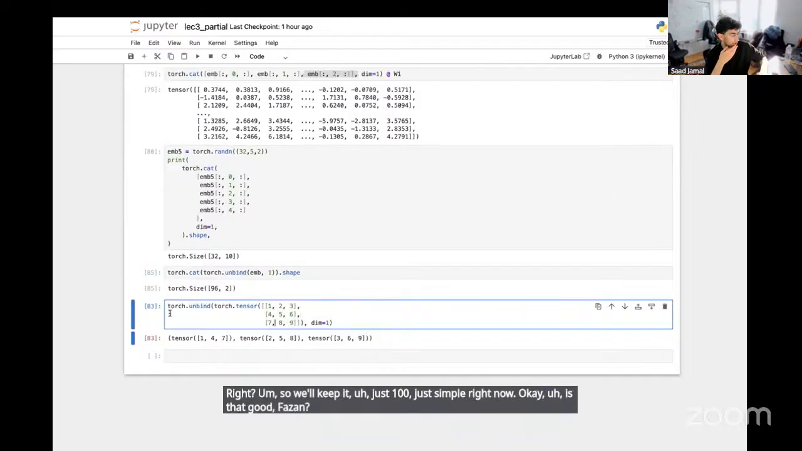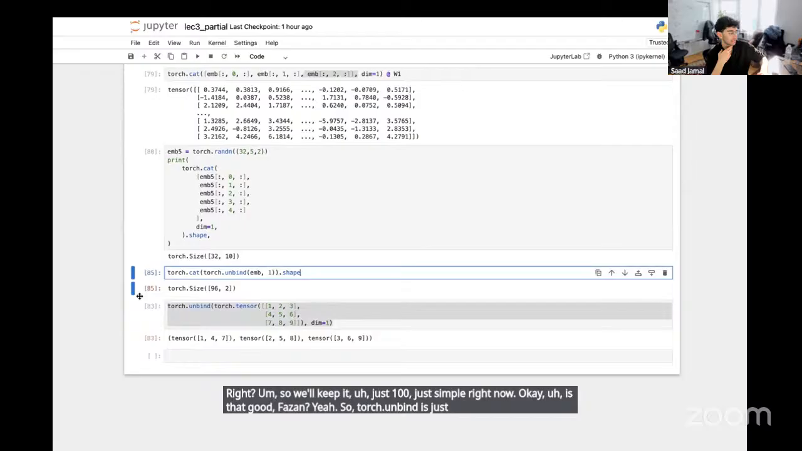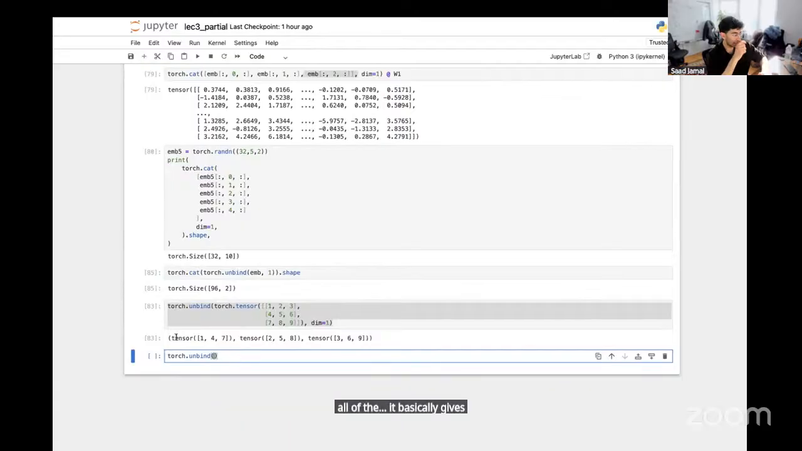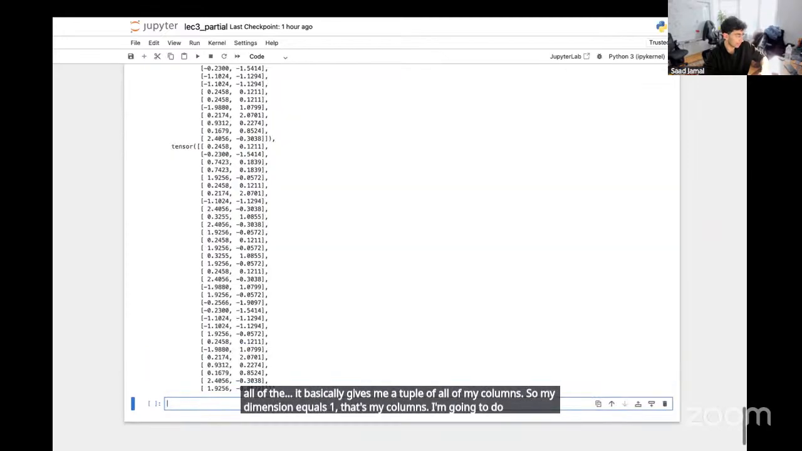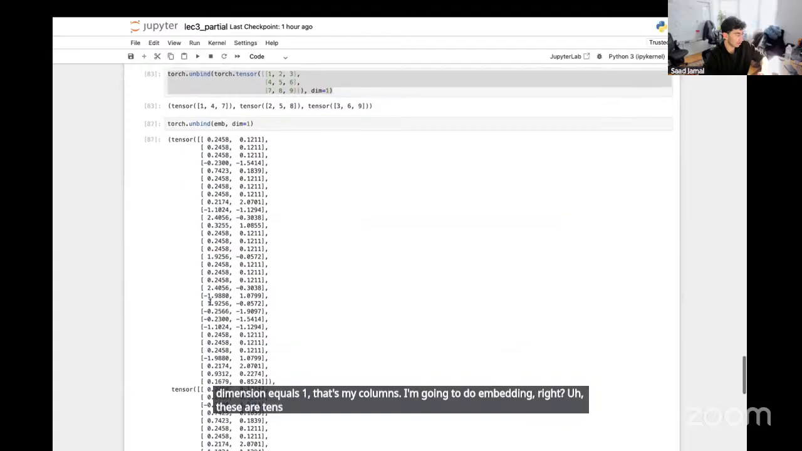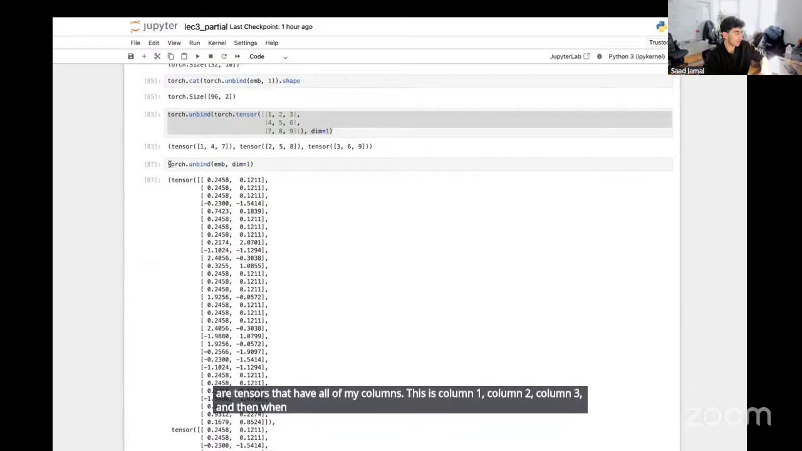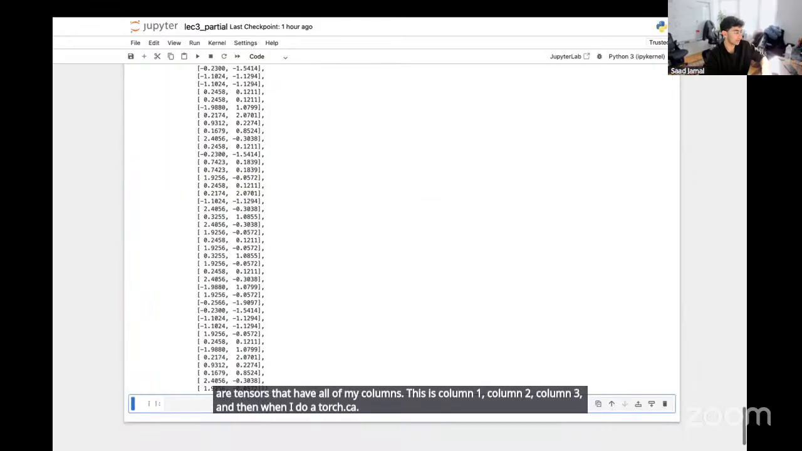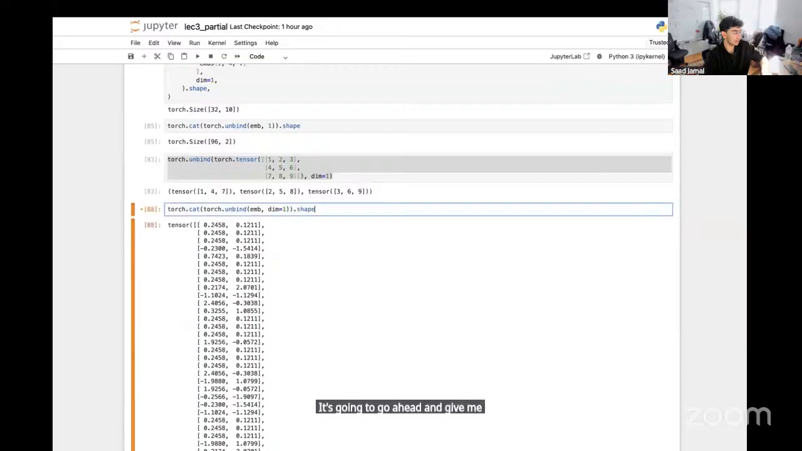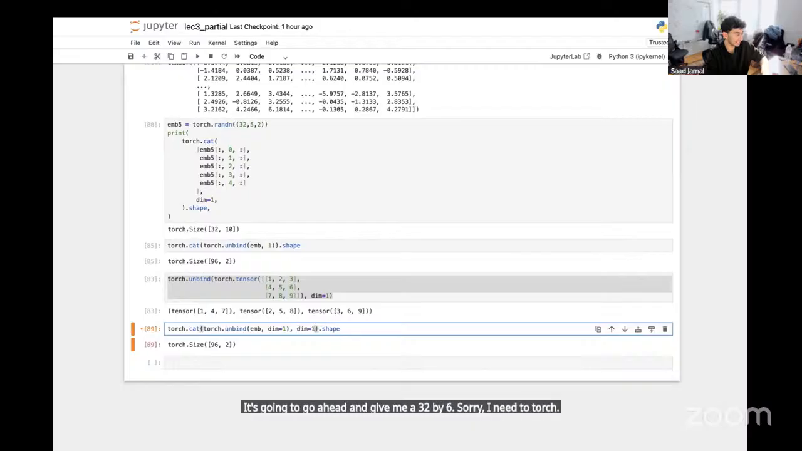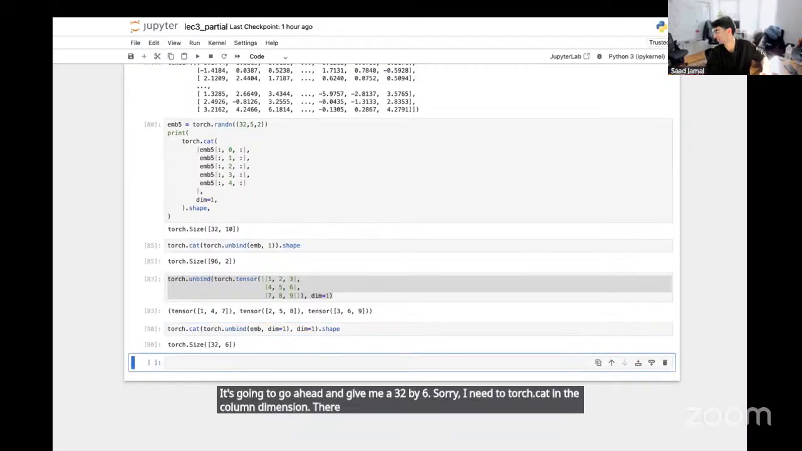Yeah. So torch.unbind is just a really simple way of saying what I just said. If I do torch.unbind, it basically gives me a tuple of all of my columns. So I'm going to dimension equals 1. That's my columns. I'm going to do embedding, right? These are tensors that have all of my columns: column 1, column 2, column 3. And then when I do a torch.cat, it's going to give me a 32 by 6. Sorry, I need torch.cat in the column dimension. There we go. 32 by 6. Does that make sense, Faizan?